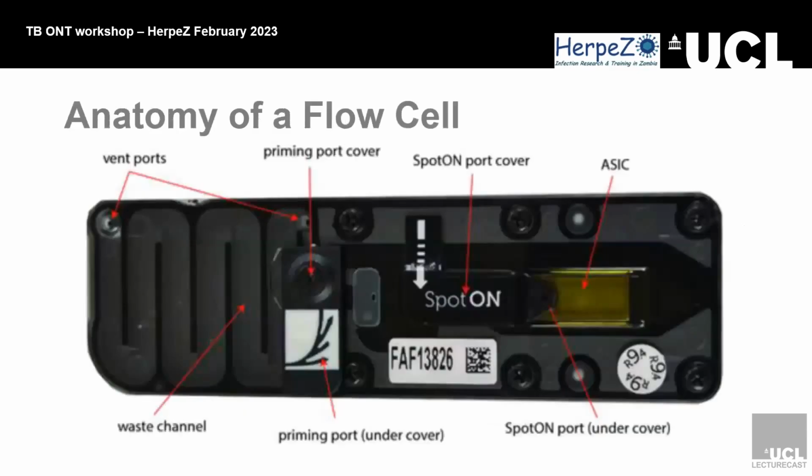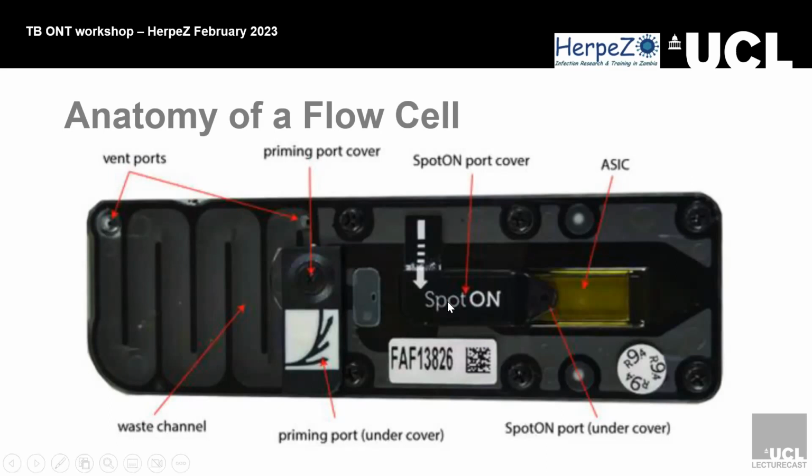So I'll just give you the basics of how the flow cell looks, the anatomy of the flow cell. So that's the array. And then this, where it says spot on, is a cover for the array. When you pull it off, you have a little port that you then add your sample to. So then that's where the sample goes onto the array.